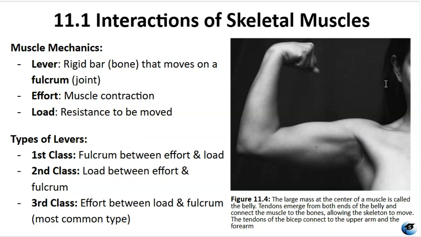There's 3 types of levers found in the body. In a first-class lever, the fulcrum is positioned between the effort and the load. A second-class lever places the load between the effort and the fulcrum. And then the most common type in the human body is the third-class lever, where the effort is applied between the load and the fulcrum. Here's a clip that will help to simplify this concept some more.